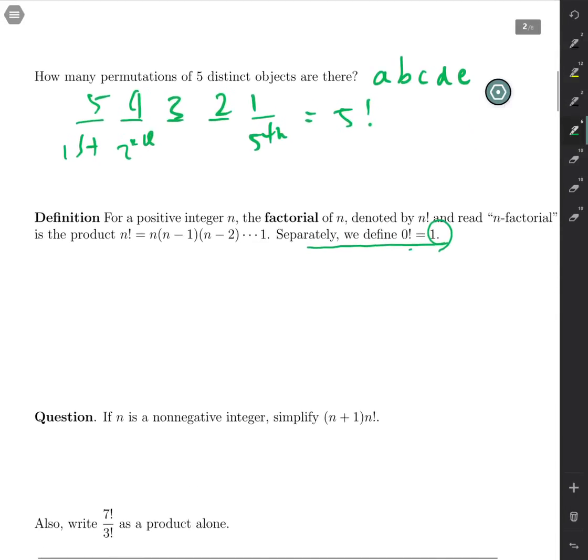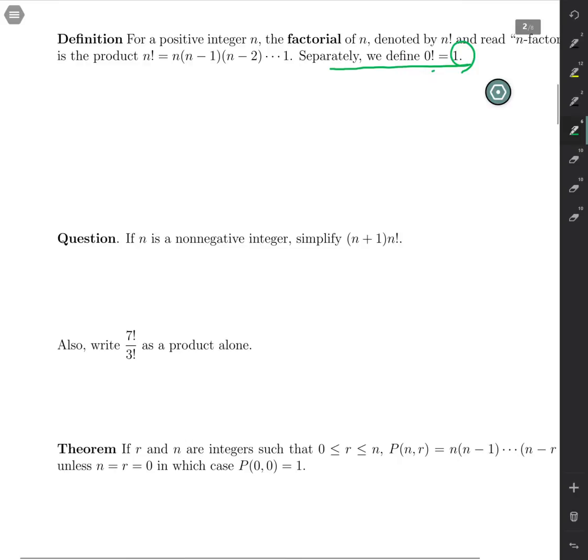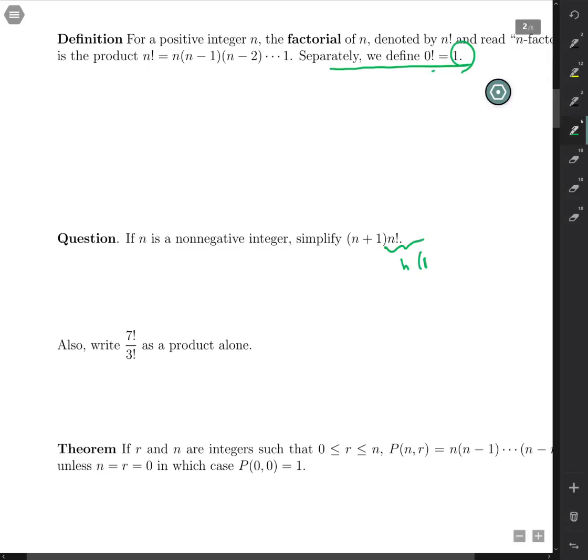Okay, here are some questions about factorials just to get you used to them if you're not already. If you have a non-negative integer n, then what is the integer n plus 1, that's just one integer, times the factorial n factorial? Take a moment, maybe pause, think about it. What happens is this is all the integers n down to 1, and this adds n plus 1 there. So in fact, that is just (n plus 1) factorial. Got to put the parentheses there.